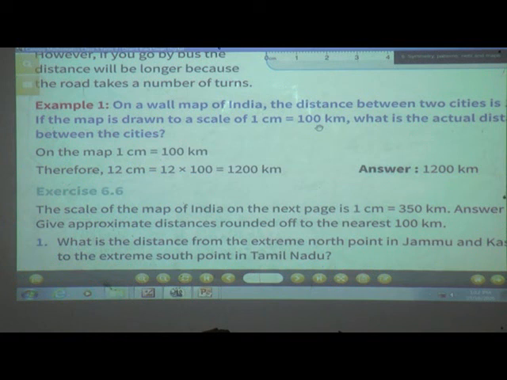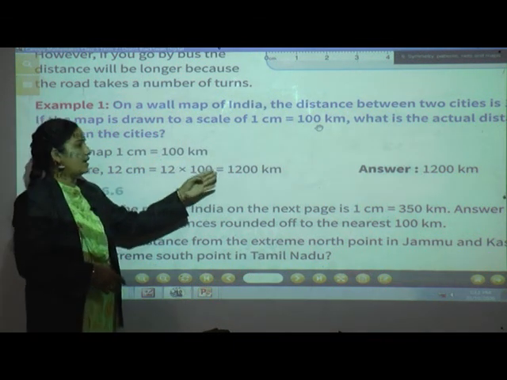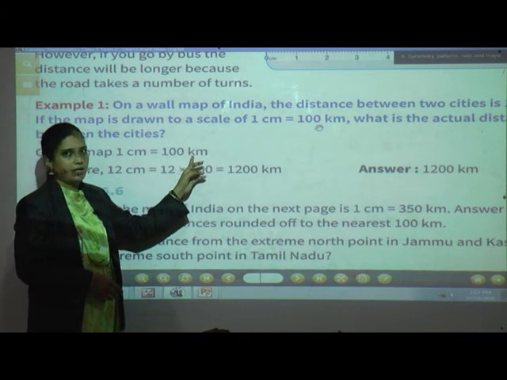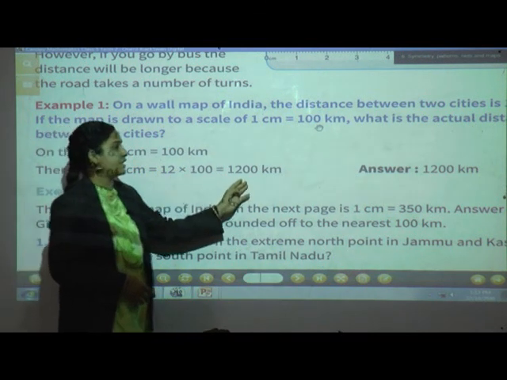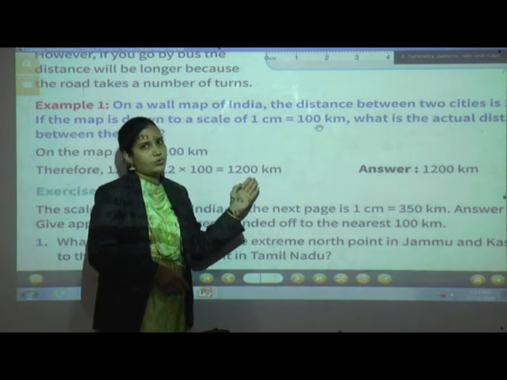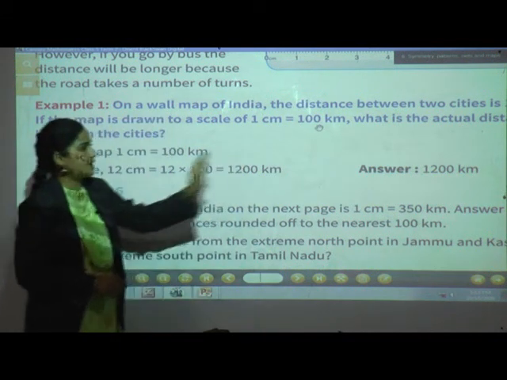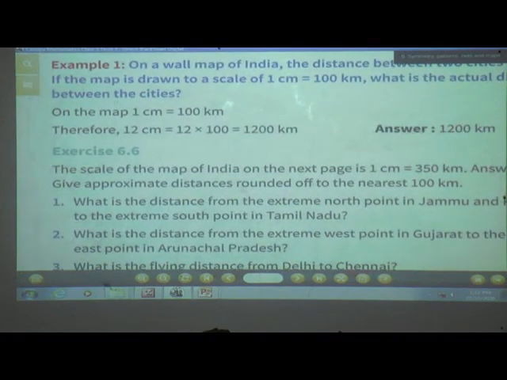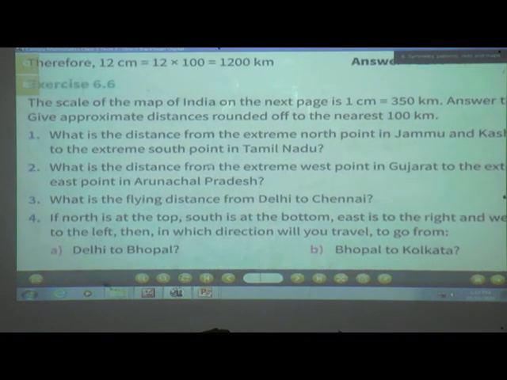the distance between the two cities is 12 centimeters. That's why we multiply 12 by 100, because our scale is 1 centimeter is equal to 100 kilometers. So we'll get the answer 1200 kilometers. So the final answer is, the actual distance between the cities is 1200 kilometers. Now with the help of this we'll solve exercise 6.6.